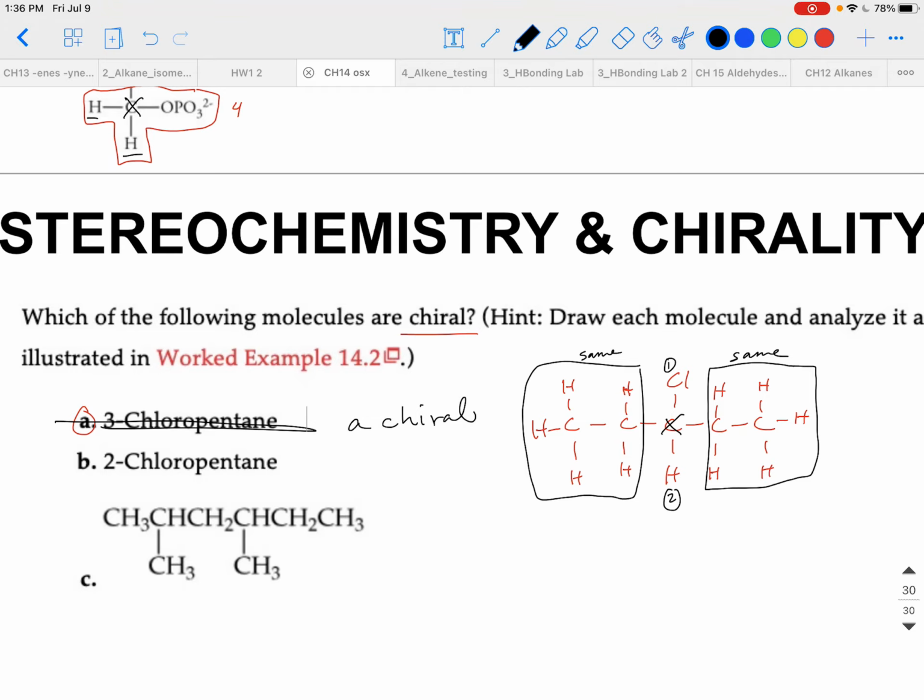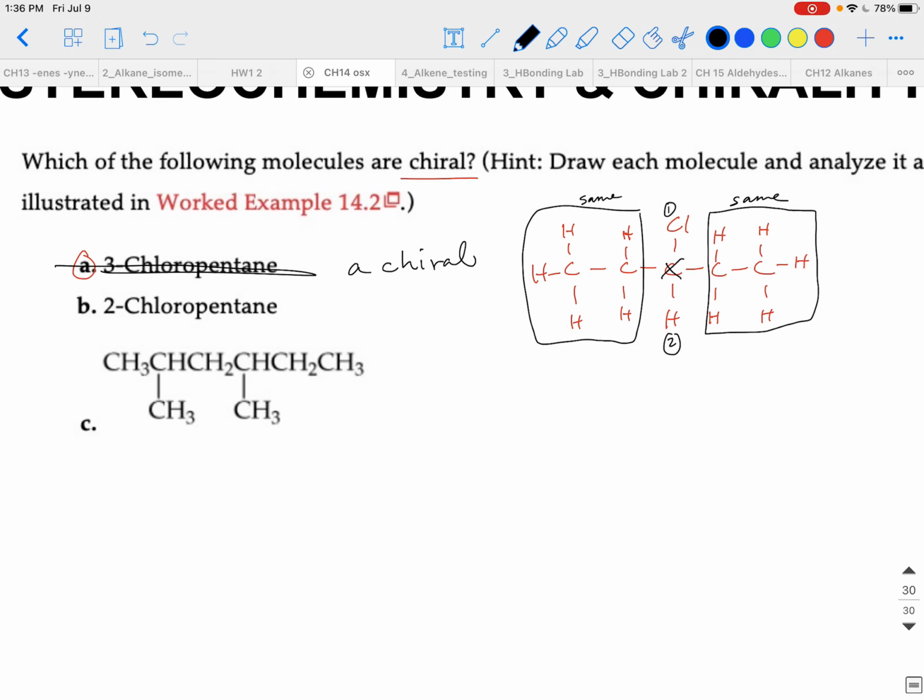2-chloropentane. What about 2-chloropentane? 2-chloropentane should look a whole lot like 3-chloropentane, except for the fact that the chlorine is bonded off of the second carbon, not the third. And again, all the rest are hydrogens. Again, go ahead and mark off this carbon's not chiral, that carbon's not chiral because they have identical bonds to hydrogen. None of these carbons are chiral. So now we're just considering the second carbon.